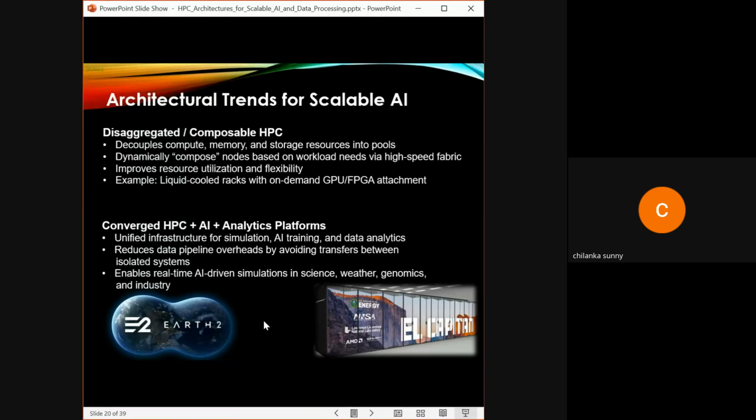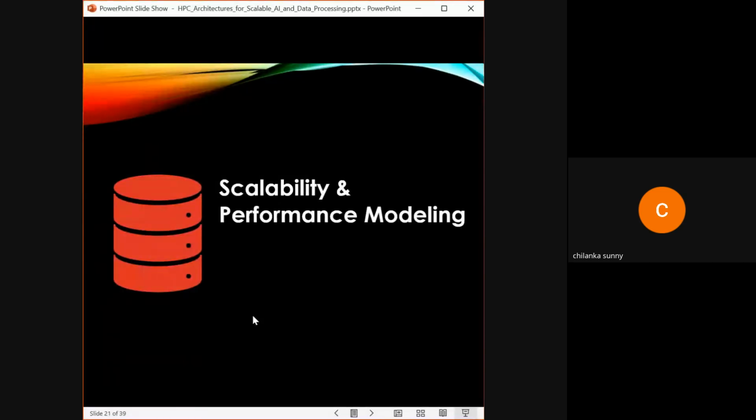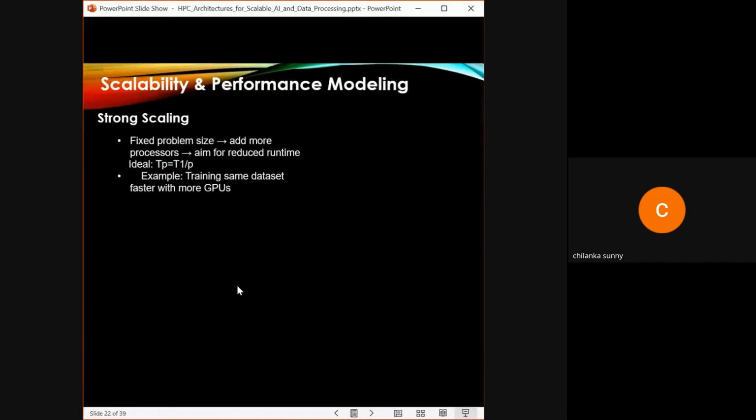Now, moving on to the core topic, scalability and performance modeling. Scalability can be viewed in two ways: strong scaling and weak scaling.